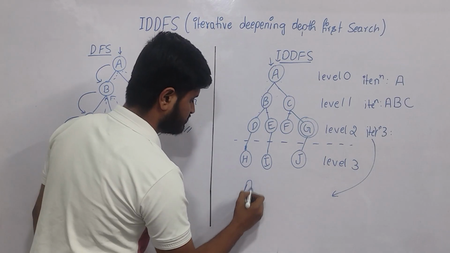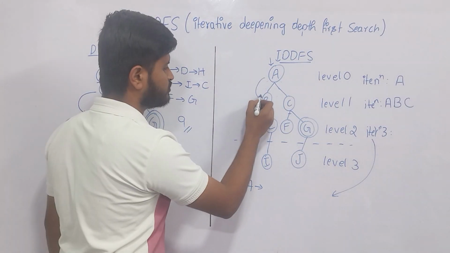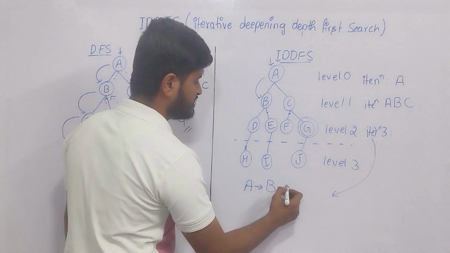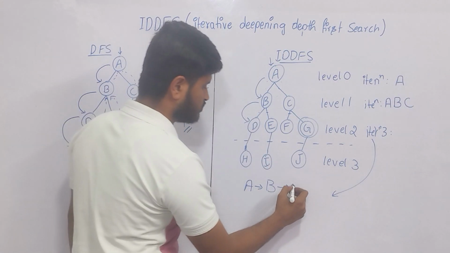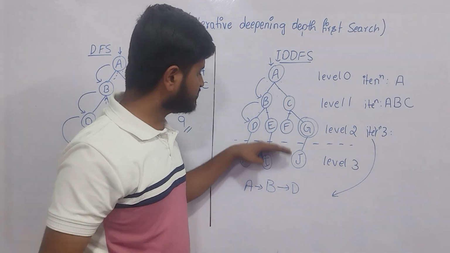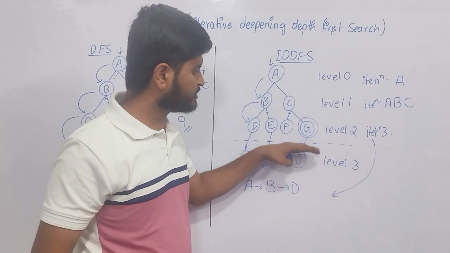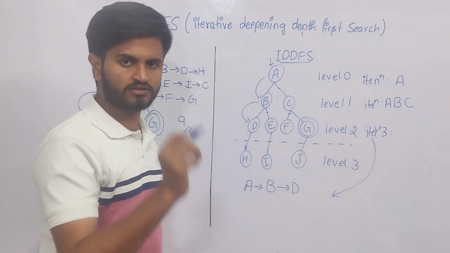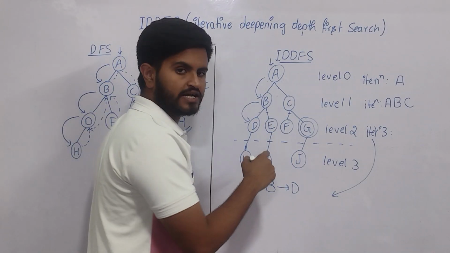First the root node, A. From A, I will go as deep as possible using the left nodes. That is B, I will move. From B, I will go to D. Since my cutoff is up to level 2, all other nodes which are below level 2, that is from level 3, will not be considered. So D will become the zero child node, that is a leaf node. So further I can't move.